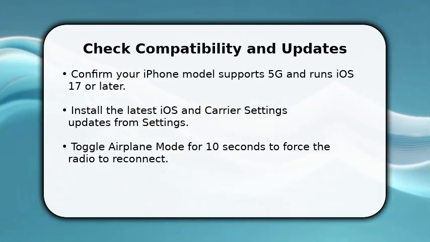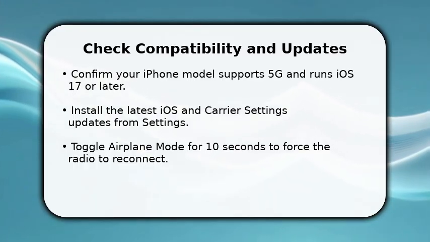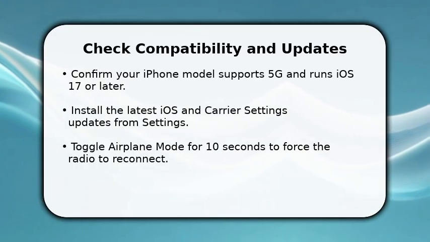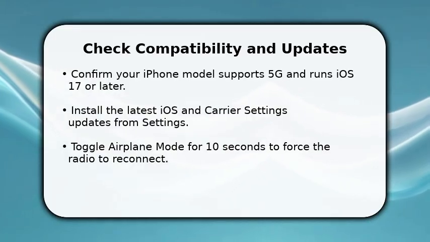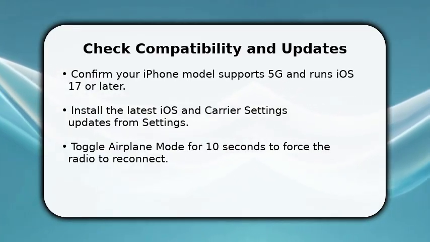Then toggle airplane mode on and wait 10 seconds before turning it off. This forces the radio to reconnect to the nearest tower. If you still lack 5G, proceed to SIM and network checks in the next slide.